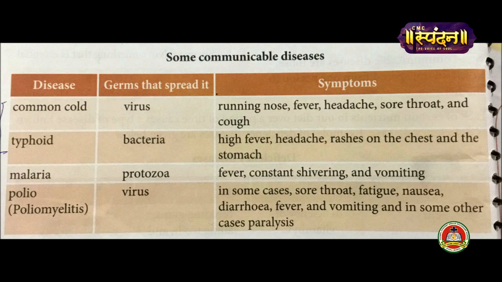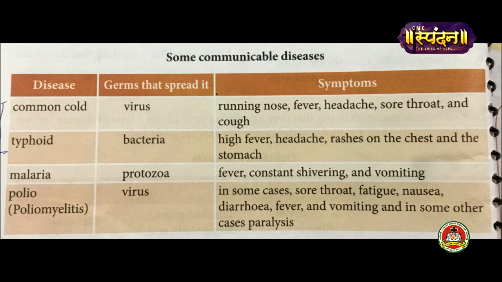Now we come to communicable diseases, which can spread from one person to another, and these diseases are caused by germs and infections. So the first communicable disease we are reading is the common cold, which happens due to a virus. The virus is the germ that spreads it, and in this you will have running nose, fever, headache, sore throat and cough. Typhoid: bacteria cause typhoid, and in this you will have high fever, headache, rashes on the chest and the stomach.